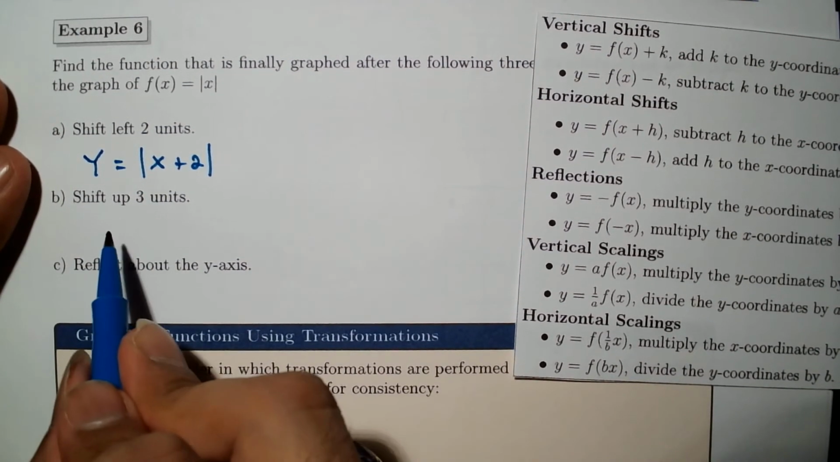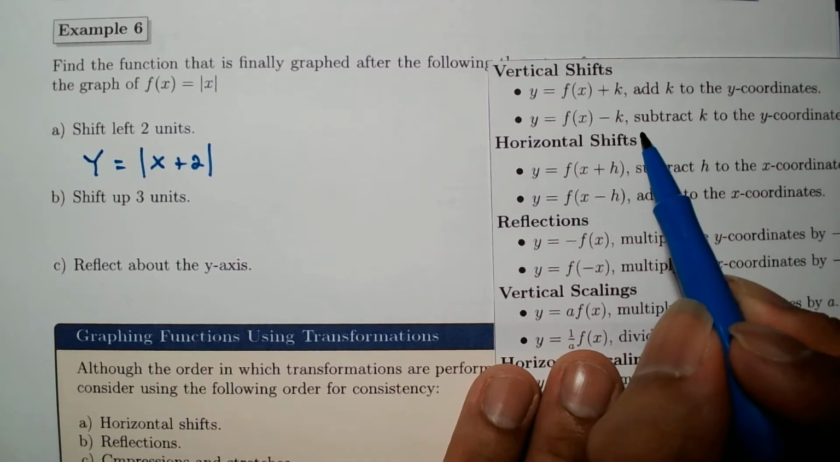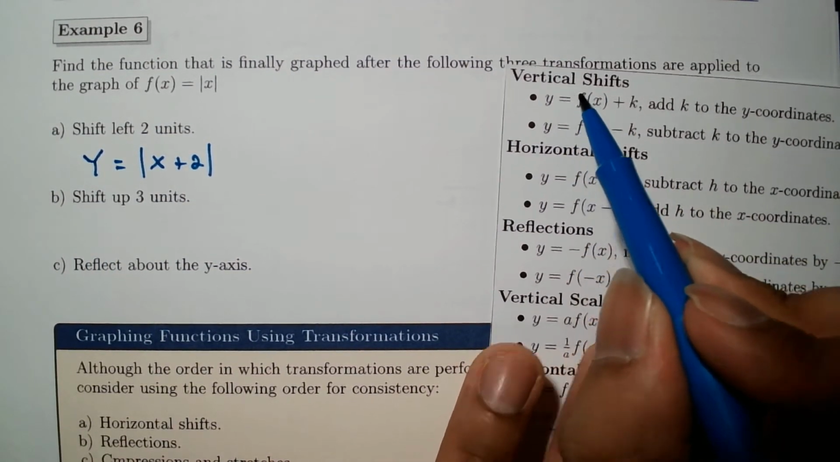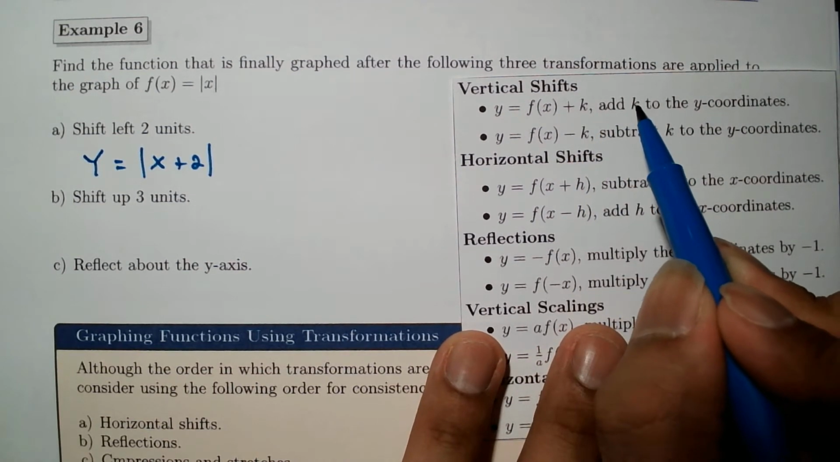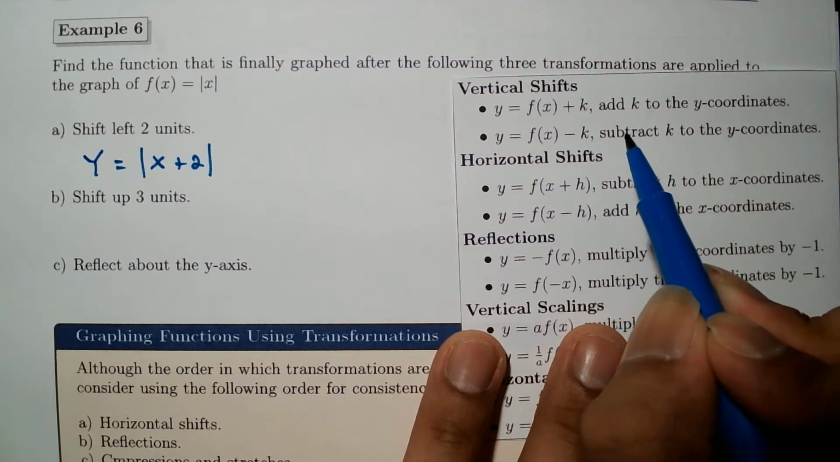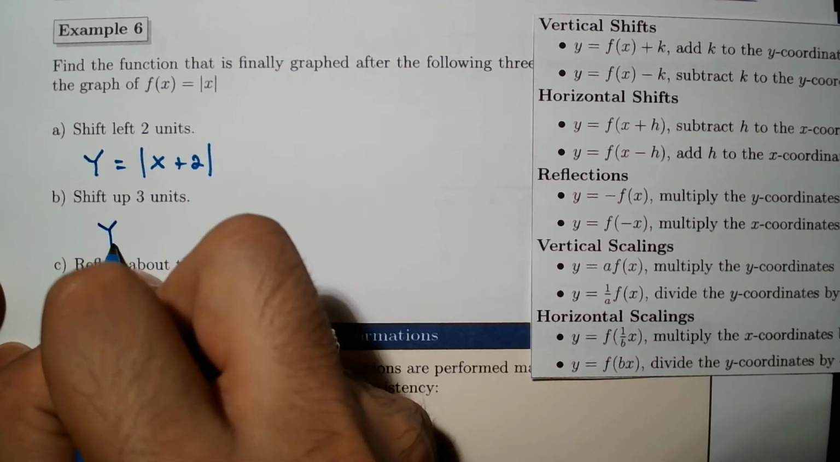And then I'm going to shift up 3 units. Now, up and down means vertical shifting in this case. Plus is add or up. Minus is subtract or down. So I'm going to add, I'm going to have the same.